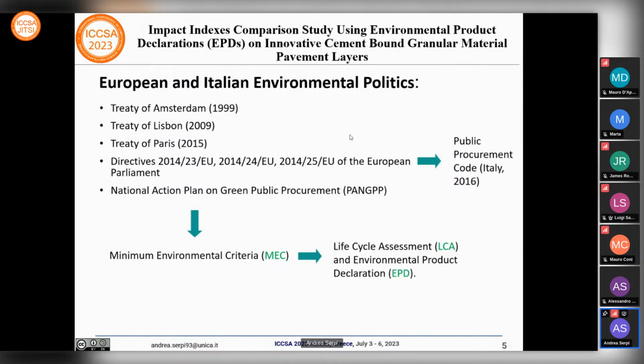environmental policies with the Treaty of Amsterdam in 1999, the Treaty of Lisbon in 2009, and the Treaty of Paris in 2015. In Italy, with the Public Procurement Code in 2016, that follows the European Directive of 2014. But with the National Action Plan on Green Public Procurement, we started talking about the minimum environmental criteria and emphasize the importance of life cycle assessment and environmental product declaration in the choice of the construction material.